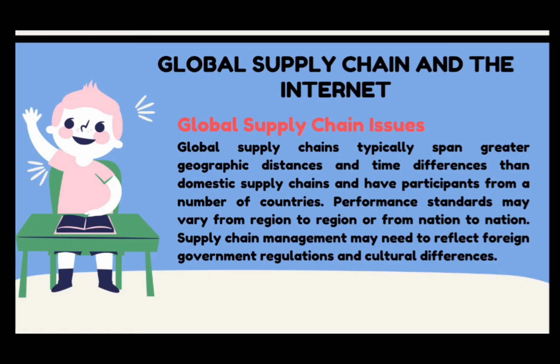Now we go through to the global supply chain and the internet. Under global supply chain and the internet, we have global supply chain issues. What does that mean? Global supply chains typically span greater geographic distances and time differences than domestic supply chains and have participants from a number of countries. Performance standards may vary from region to region or from nation to nation. Supply chain management may need to reflect foreign government regulations and cultural differences.